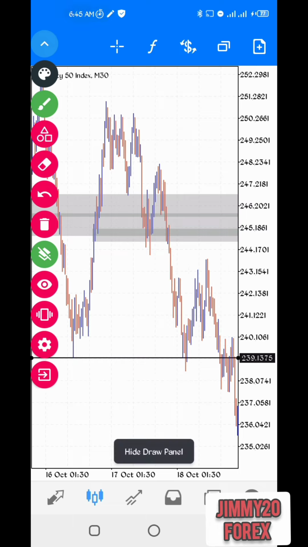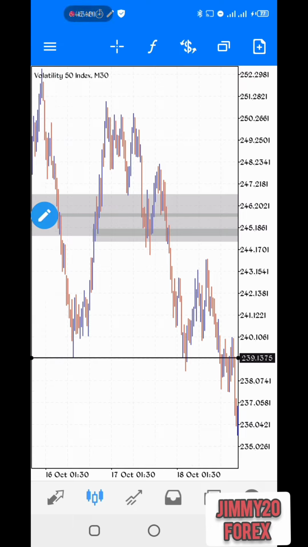Okay, so guys, thanks for watching, and this is just a little bit of how I trade a rally base rally and a drop base drop. So in the next video, I will explain a better way or another way of trading supply and demand. There are a lot of things that I use to trade when using this concept of supply and demand.